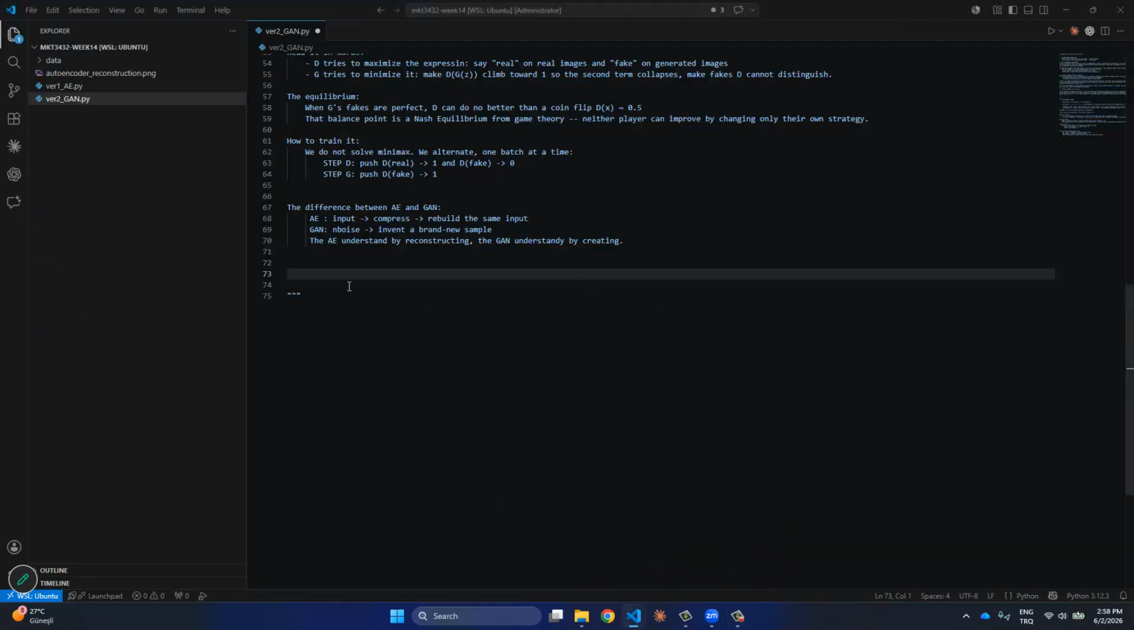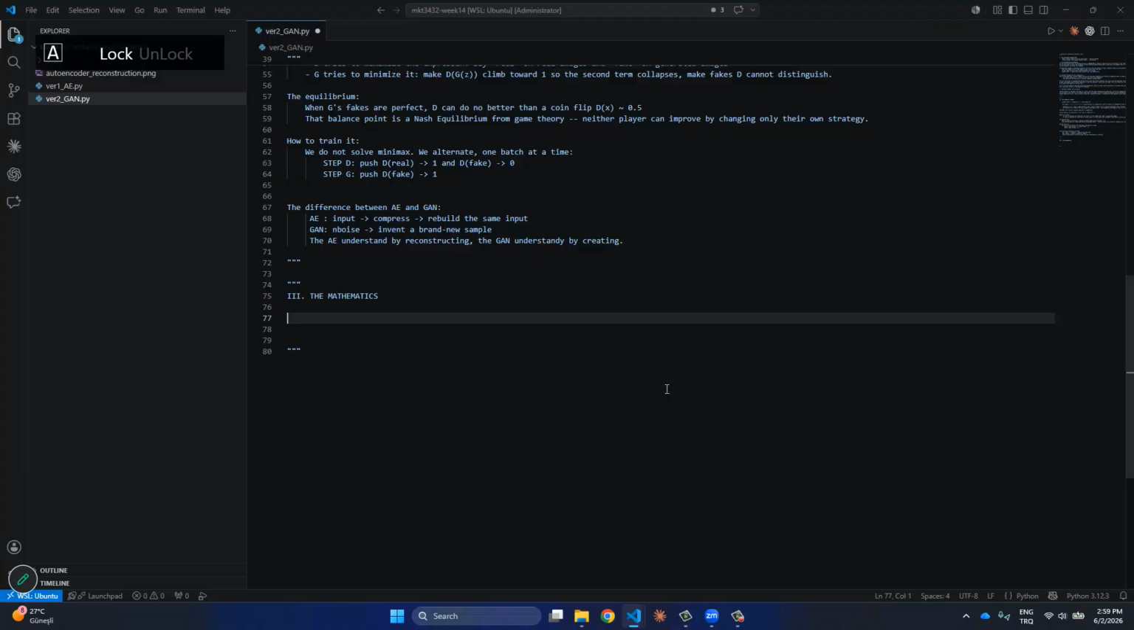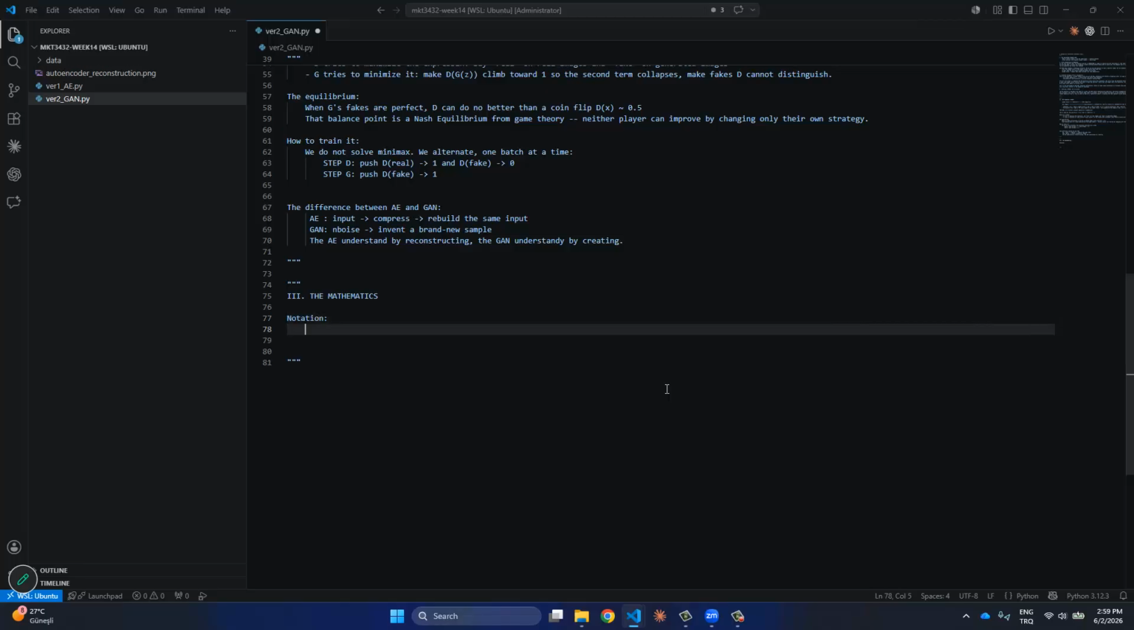So, in the third part, we will focus on the mathematics about it. First of all, we need to give the notation in here. X can be considered as P data. And so, what's the meaning of this?